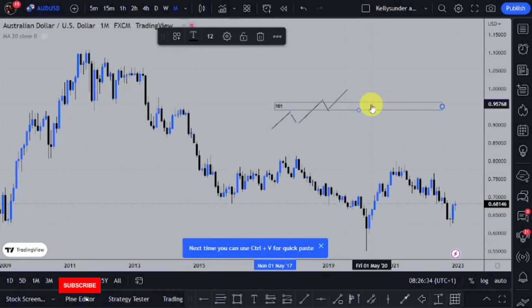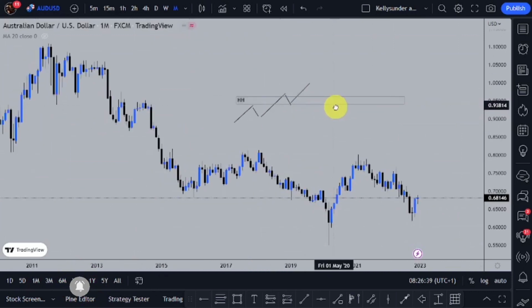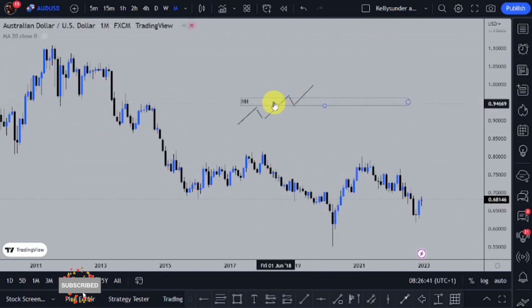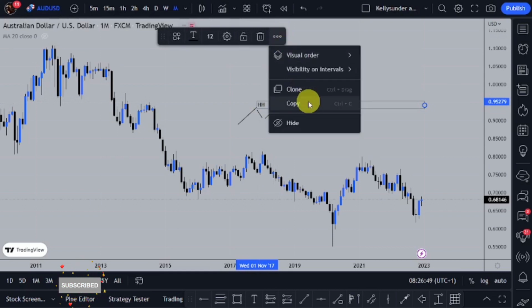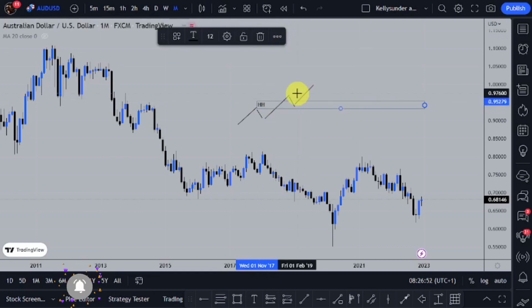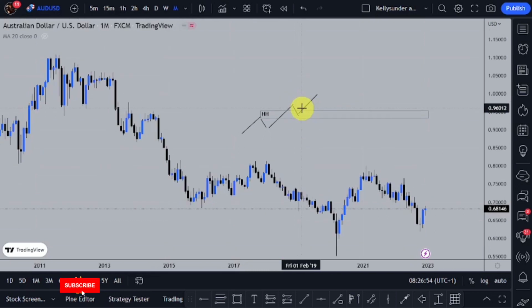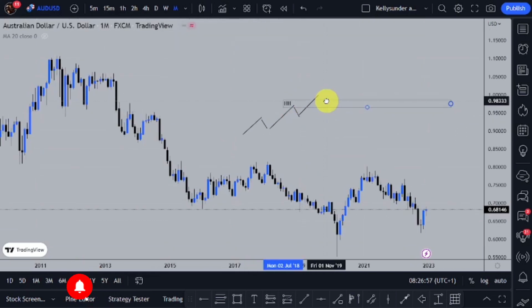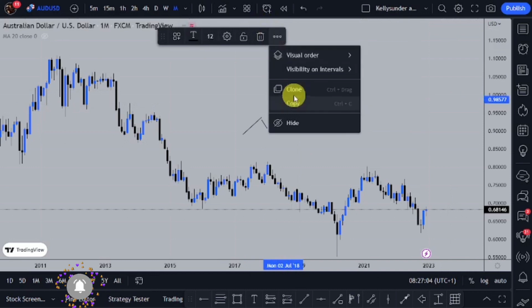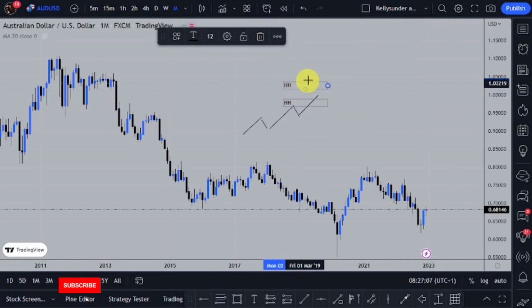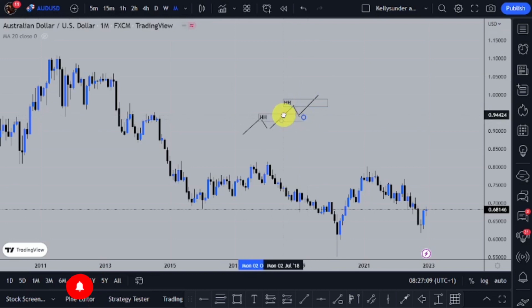So this is, I want to move this. This is a higher high right here. Can actually copy it. Copy. This is another higher high. Okay, clone. Let me just clone it. This is another higher high. This is a higher high. This is a higher high.